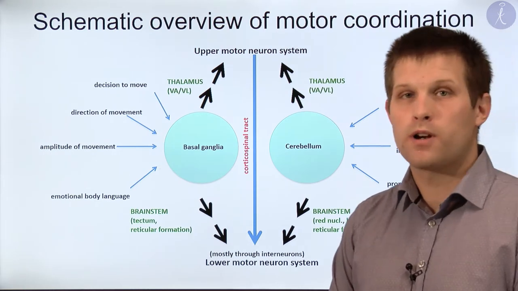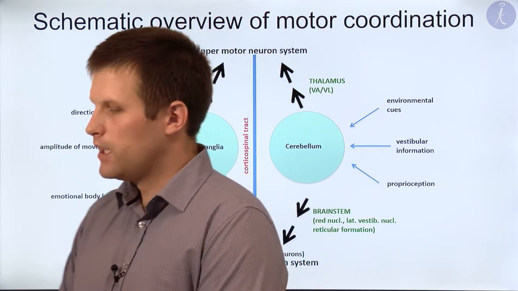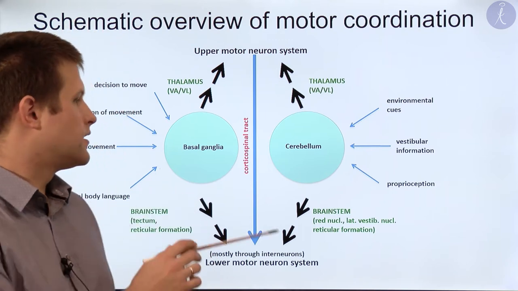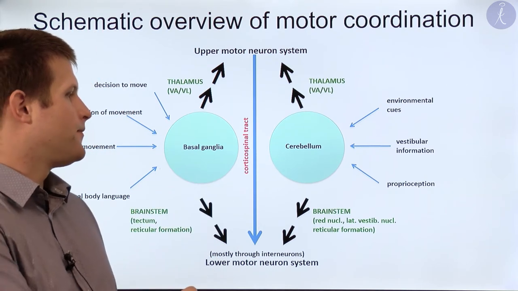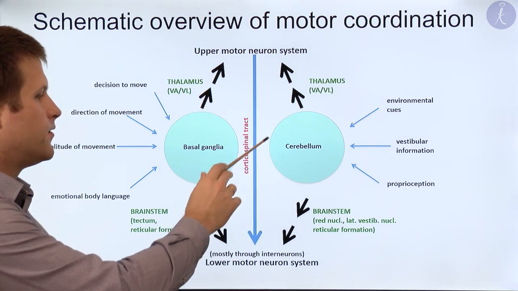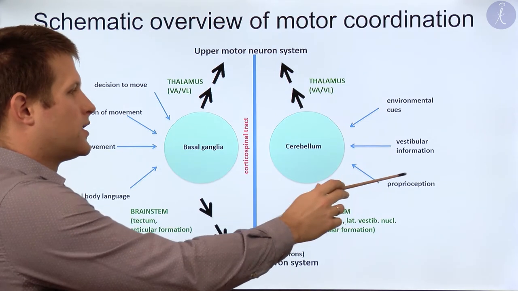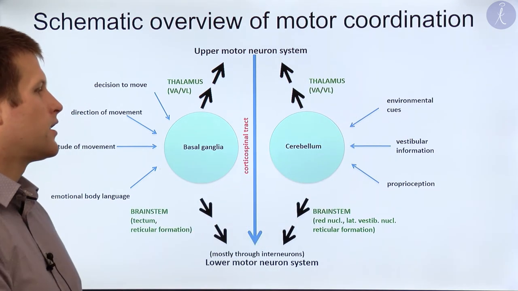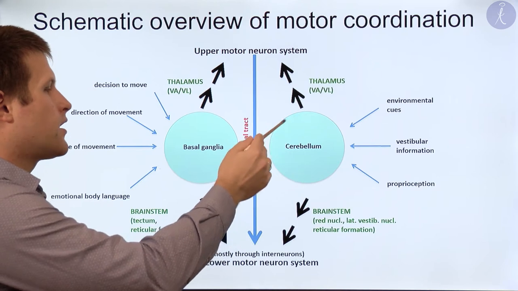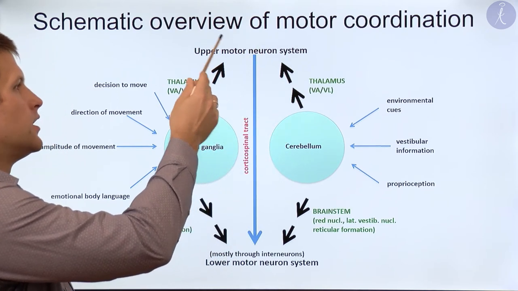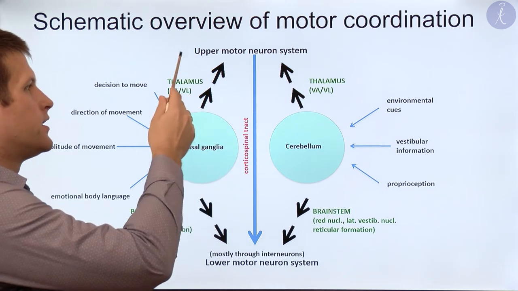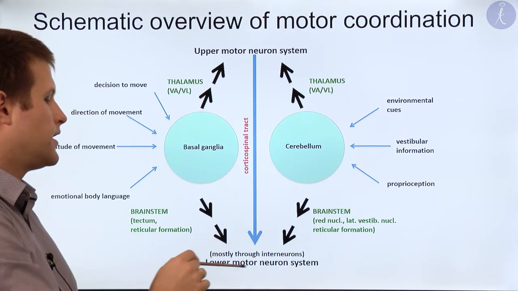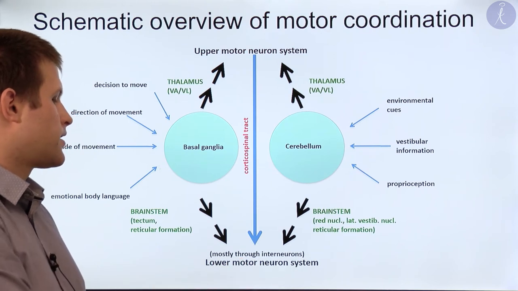This picture we don't need to memorize, but it's good to see how motor coordination is controlled by other systems, such as the basal ganglia or the cerebellum. The cerebellum, as we saw last time, receives information from the proprioception, but also gets information about the vestibular structures and environmental cues. The cerebellum makes a kind of decision, and then via the thalamus can control and supervise the upper motor neuron orders, or via the brainstem, via these pathways, can also interrupt or stimulate the lower motor neuron function.